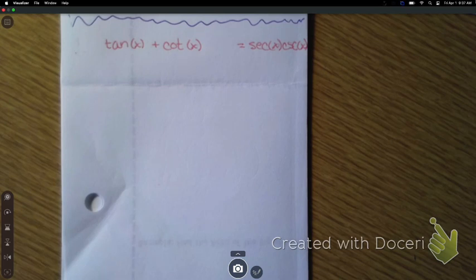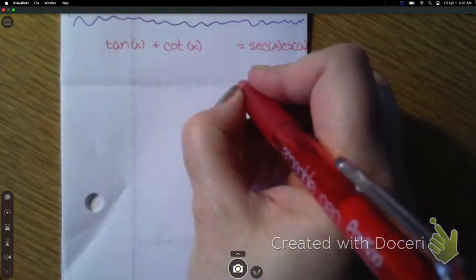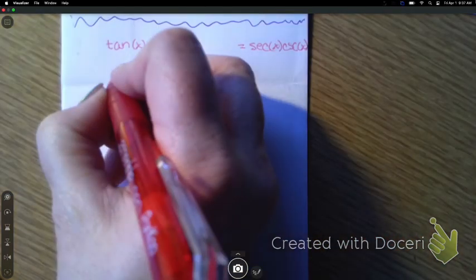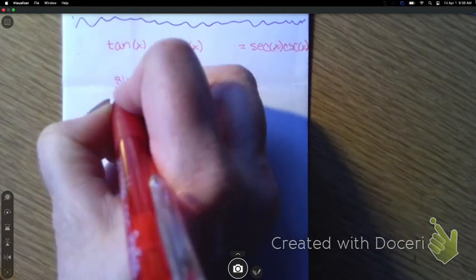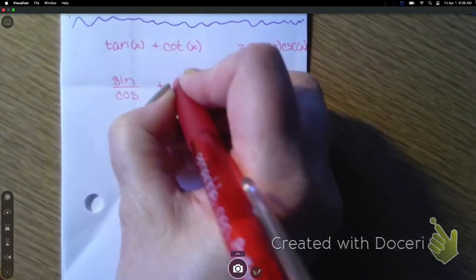Wait, Adelaide? Yes. Wait, did he say to make... So he gave two options. He said we could make tangent into 1 over cotangent, or we could change tangent and cotangent into sines and cosines. Let's make them sines and cosines. You guys okay? Yeah. It would be sine over cosine plus cosine over sine.